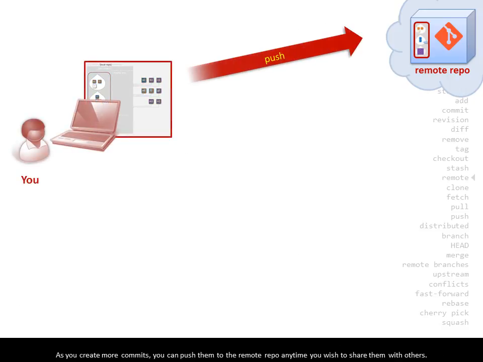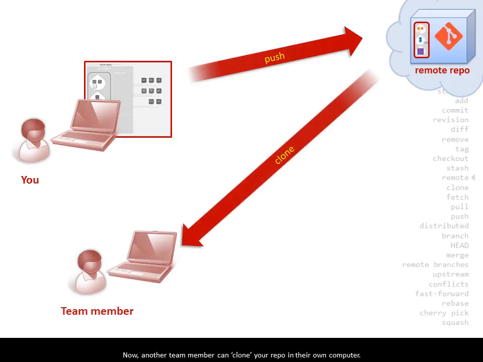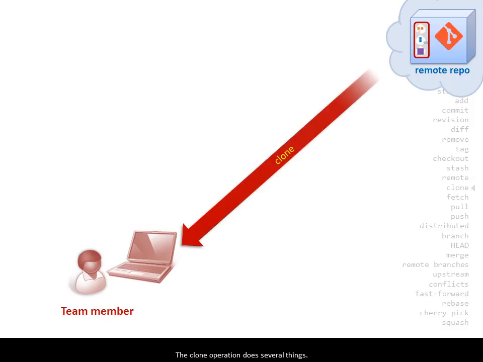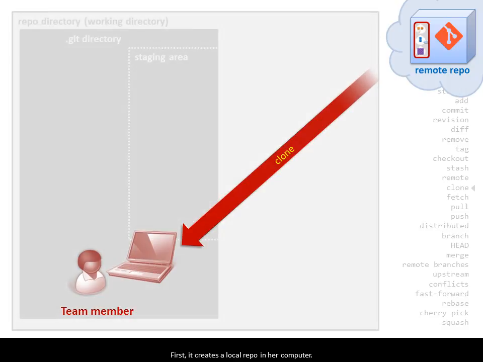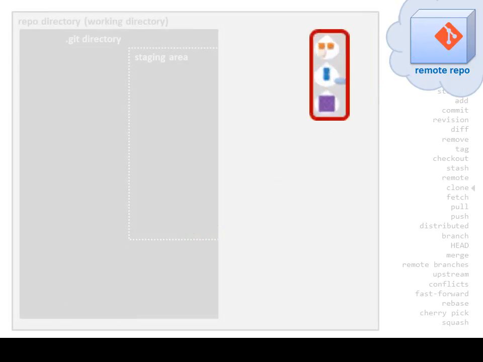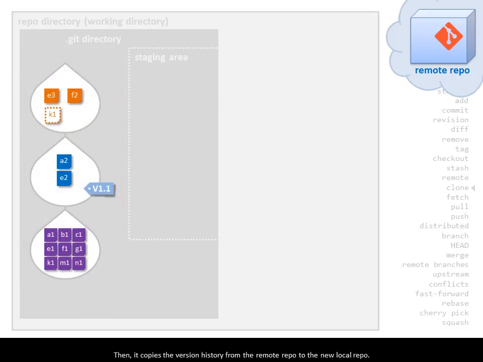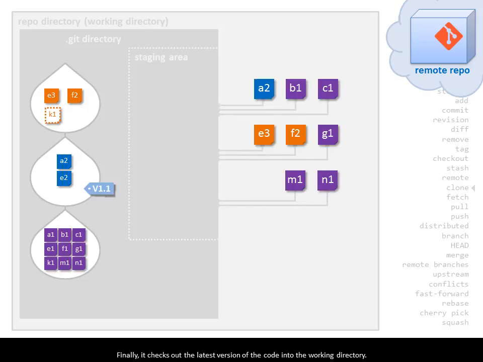As you create more commits, you can push them to the remote repo anytime you wish to share them with others. Now, another team member can clone your repo in their own computer. The clone operation does several things. First, it creates a local repo in her computer. Then, it copies the version history from the remote repo to the new local repo. Finally, it checks out the latest version of the code into the working directory.